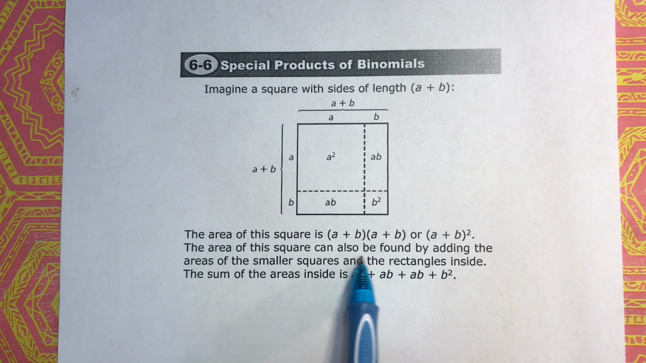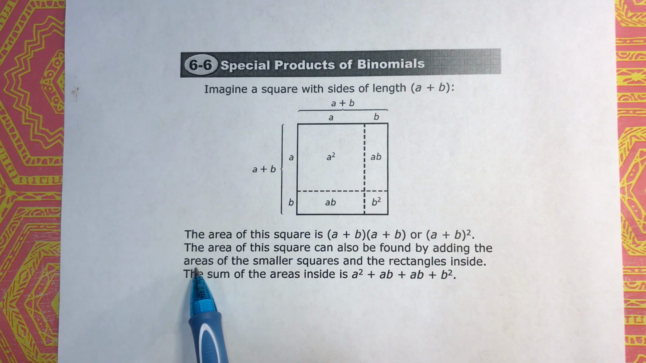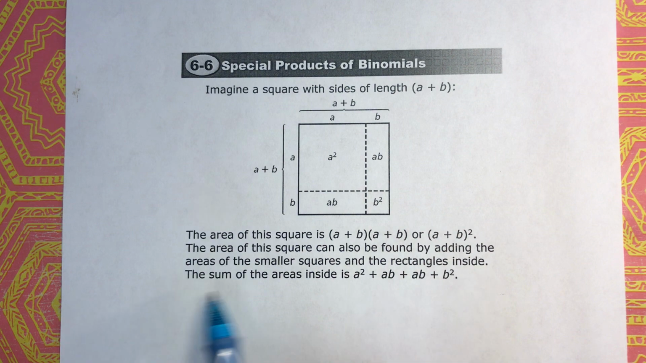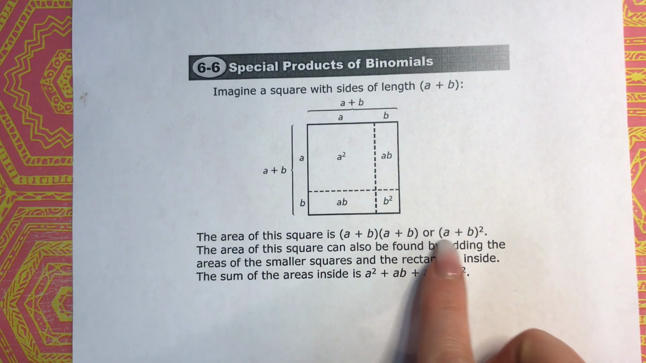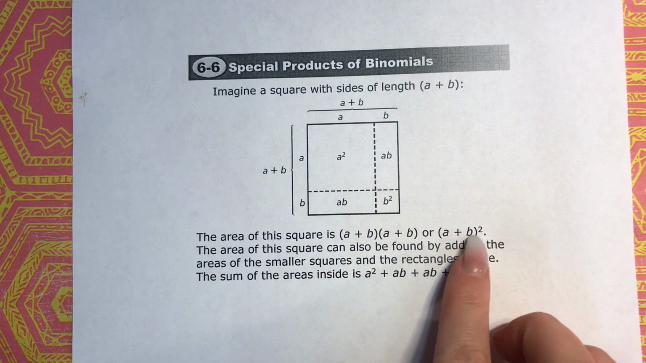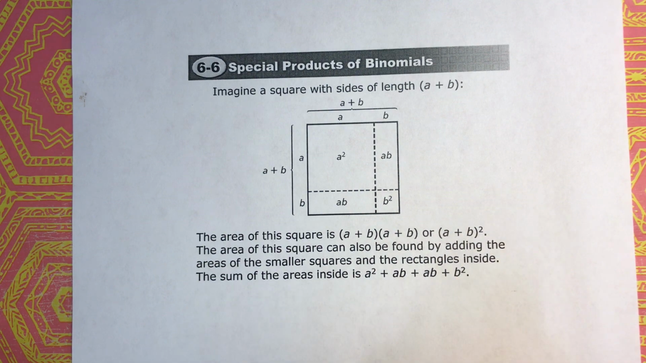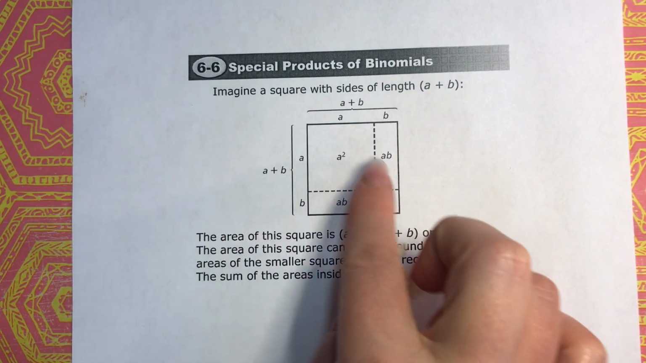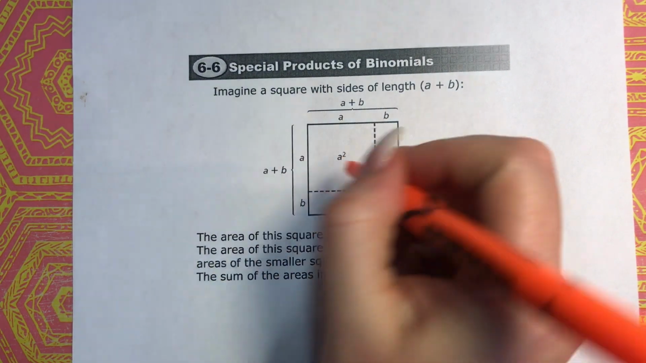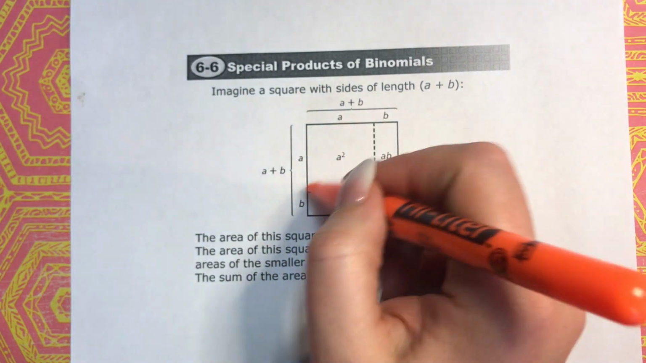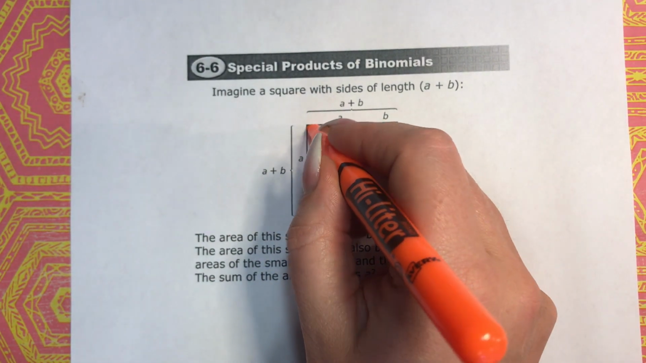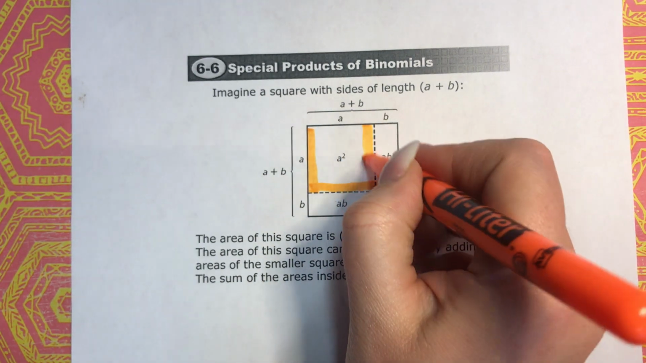So the area of the square can be found by adding the areas of the smaller squares and the rectangles inside. So the sum of the areas would be this right here. And let me show you. This is the area of the square, a plus b squared, and we're going to find it in a different form. If we look at this square, what is the area of this individual square here? Well, it would be this a and that a, because it's length times width. So a times a is a squared. This represents a squared.